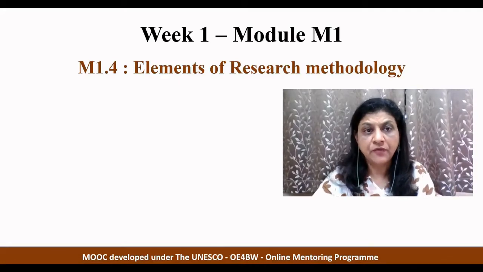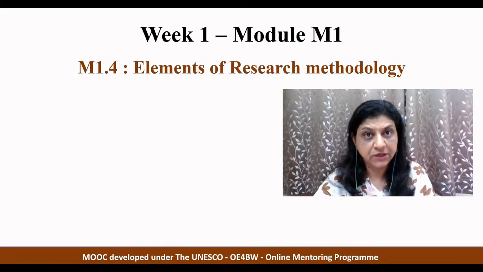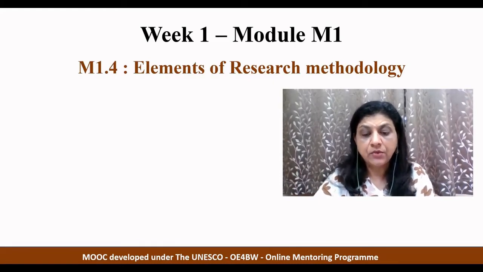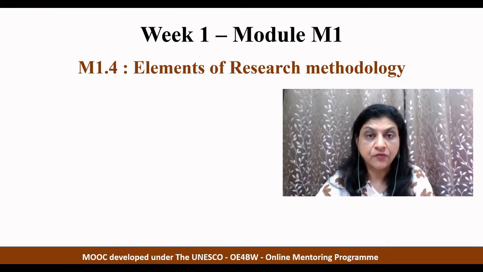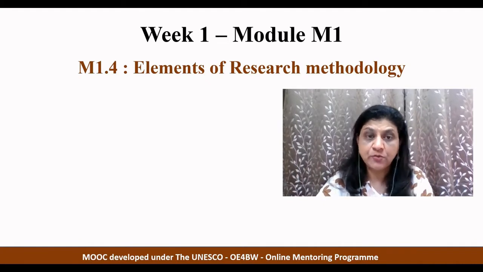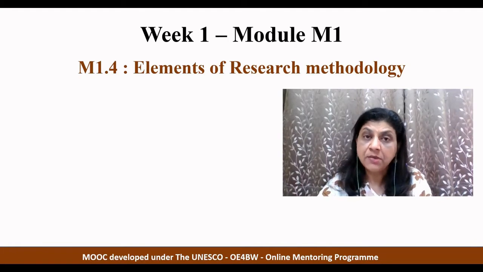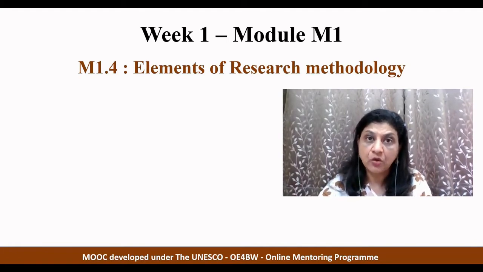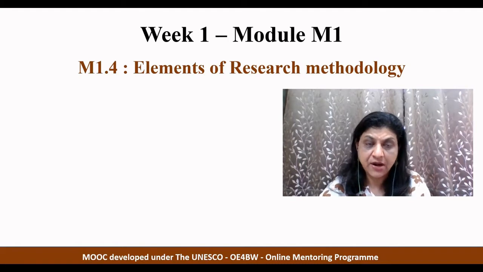In this section of M1.4, we will have a look at the elements of research methodology. With the background knowledge about the type of research, what the research process entails, and how that process should be carried out ethically, let us now focus on the elements of research methodology which need to be considered while planning a research study. These elements must be addressed while writing an outline of a research project for academic purpose and for writing a research proposal for a research grant.